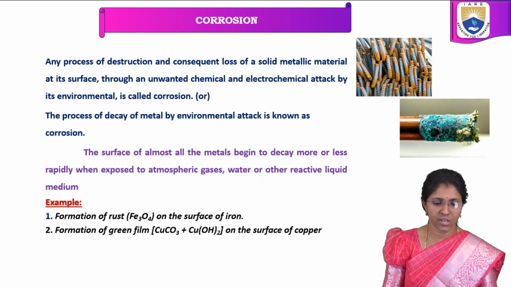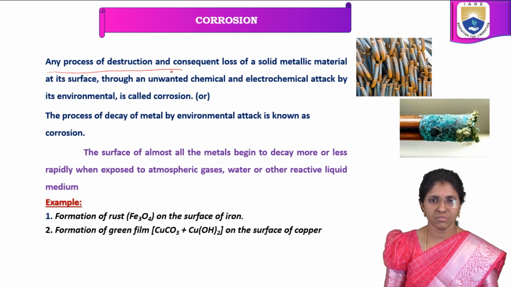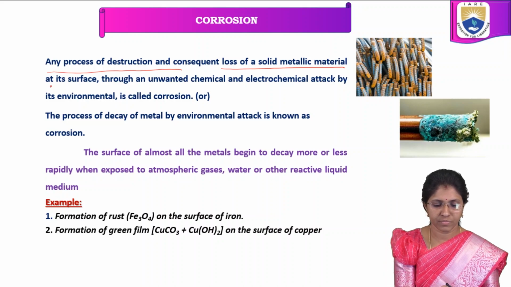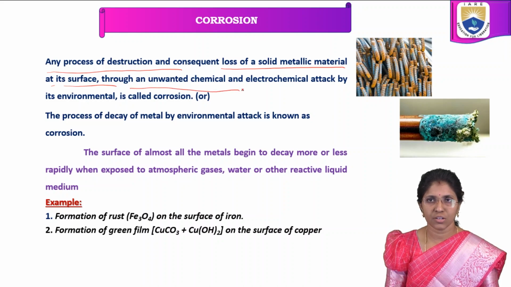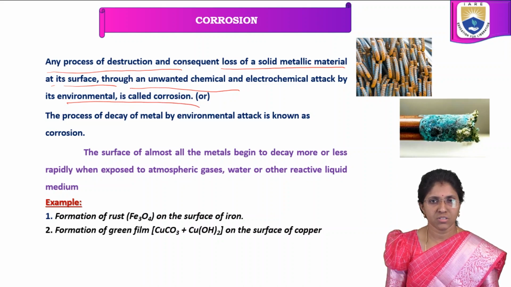So what is the definition of corrosion? Corrosion is any process of destruction and consequent loss of solid metallic material at its surface through an unwanted chemical or electrochemical attack by its environment. Any process of destruction or consequent loss of solid metallic material at its surface through an unwanted chemical or electrochemical attack by environment is called corrosion.